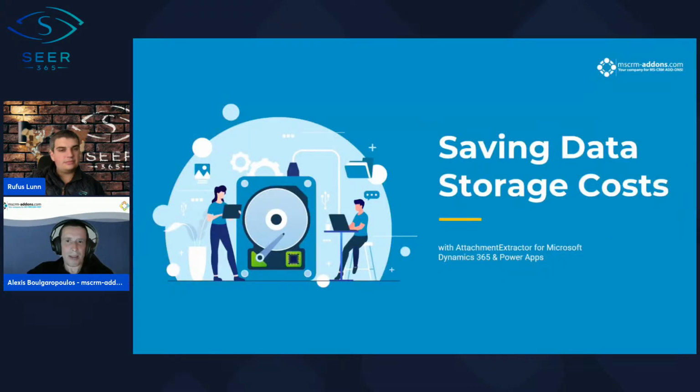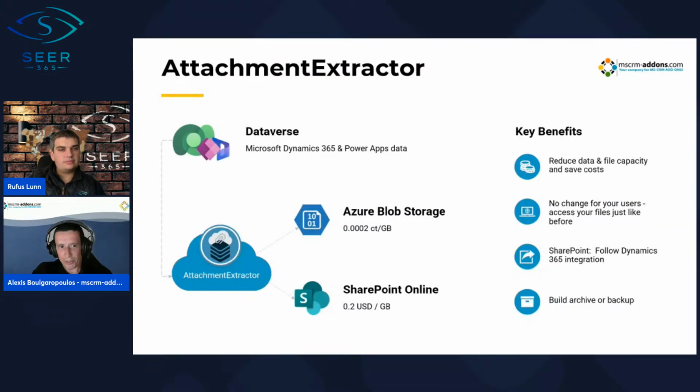So how can we save data storage costs? Basically, if we look at the attachment extractor itself, here's what makes life easier. It automatically takes either the email content out of Dataverse and moves it into an Azure blob storage, and the attachments and annotations out of Dataverse, out of the file storage, it moves them into the Azure blob or SharePoint. For the user, absolutely nothing changes. They open the email, reply, forward it just like before.